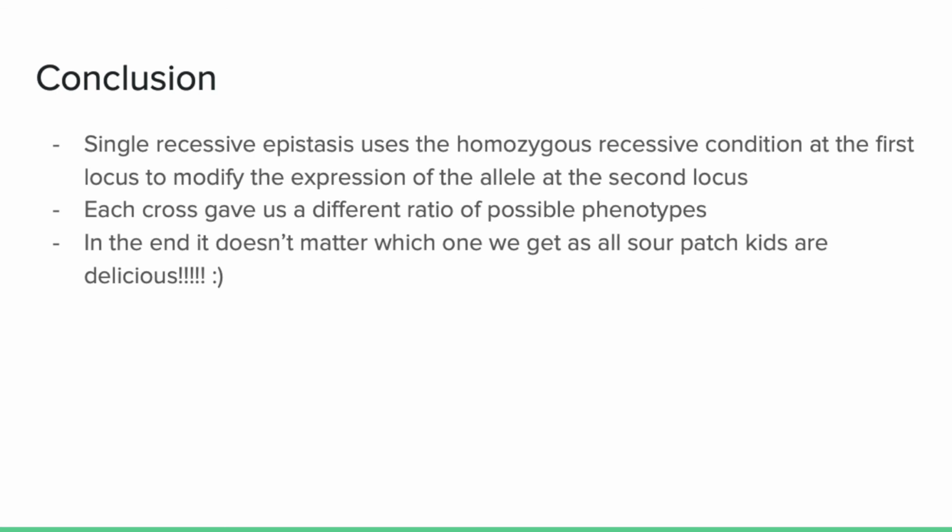In conclusion, single recessive epistasis uses the homozygous recessive condition at the first locus to modify the expression of the allele at the second one. Each cross gave us a different ratio of possible phenotypes of Sour Patch Kids. But in the end, it doesn't matter which one we get, as all Sour Patch Kids are delicious.